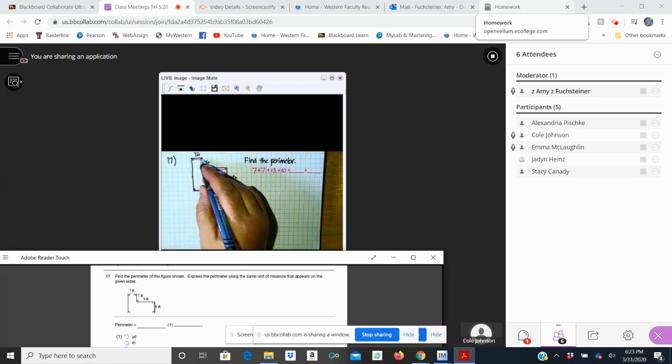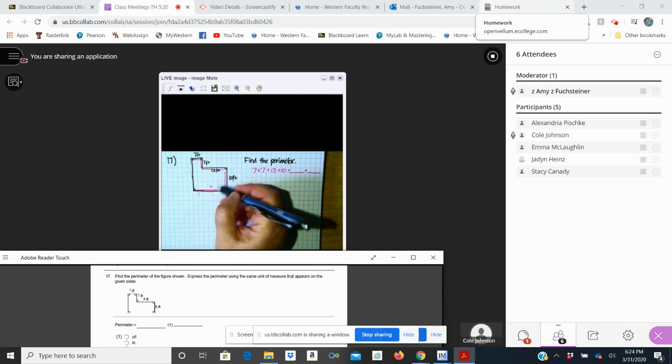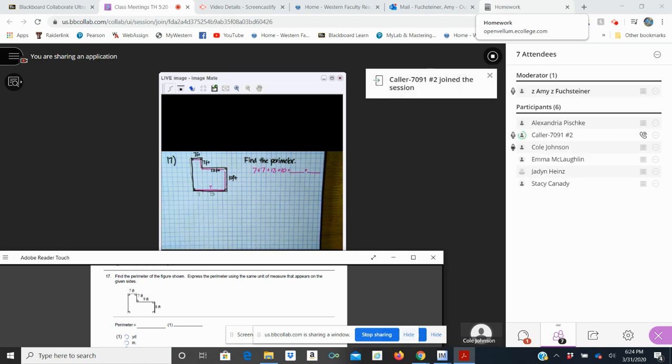I know from here to here is 7. It's got to be the same there. So that's got to be 7. And then from here to here has got to be the same as it was up top. So that then 7 plus the 13 is indeed 20. Thank you, Emma.